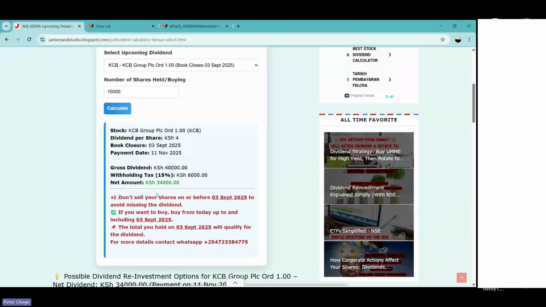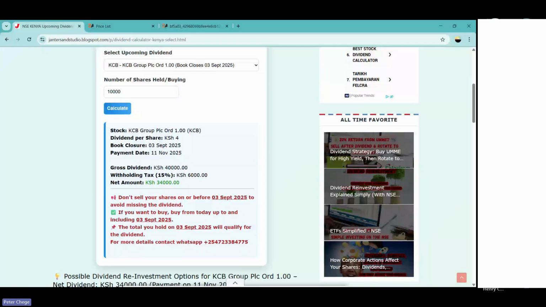Then it goes ahead and tells you what to do with your shares. If you have shares, don't sell your shares on or before that date. Which date is that? That September book closure. We have said that on that day, the total you have is what qualifies for dividend. So if you sell, what happens? If you sell before or on that day, you miss the dividend. That's why it tells you to avoid missing the dividend. If you are buying, again, you buy from today up to and including that day. Why? The total you hold on that September date will qualify for dividend.